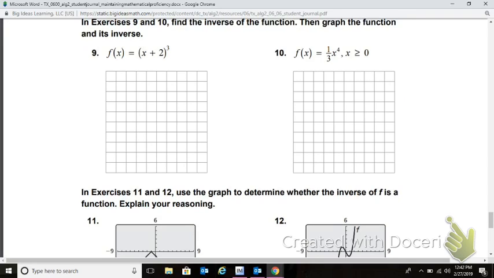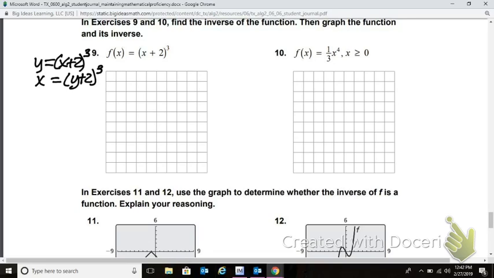9 and 10, we're going to find the inverse of the function and then graph both of them again. So we will follow that same process that we just did on the last page in part 1. We'll start with replacing f of x with y. So we have y equals (x plus 2) to the 3rd power. We will switch x and y. And then we'll solve for y.